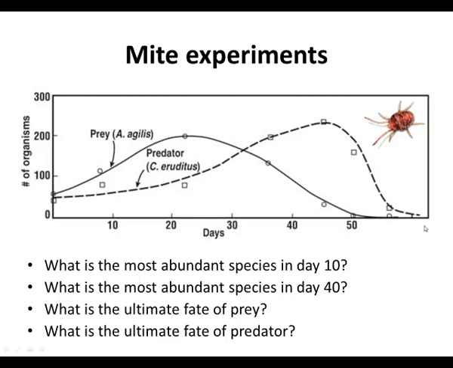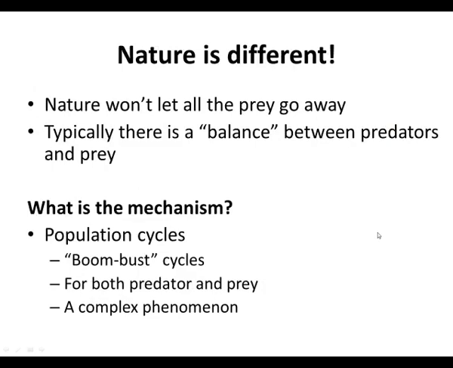But do you actually see this in nature? Let's try to get answers for these questions. What is the most abundant species on day 10? Right here, it's prey. What is the most abundant species on day 40? It's the predator. What is the ultimate fate of prey? It went extinct. What is the ultimate fate of predator? The same fate. Both populations vanished. But we really don't see this in nature, right?